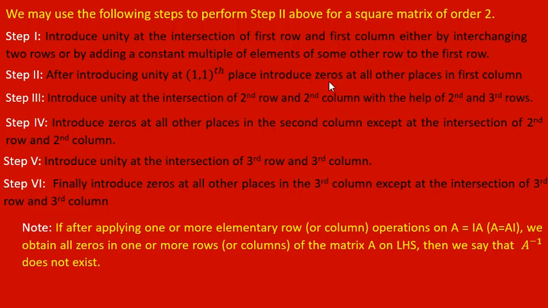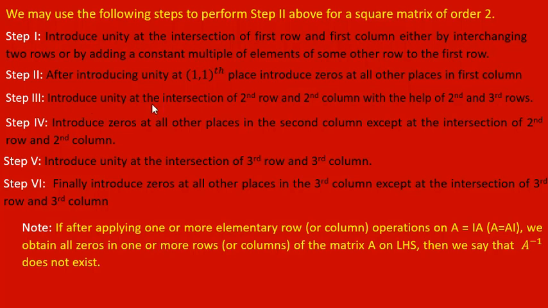Now the second step is, after introducing 1 at the A11 place, we will make all other elements in that column 0. So we will introduce 0 at all other places in the first column. So this is our second step. The first step is that we make A11 1 and then A21, A31, etc.